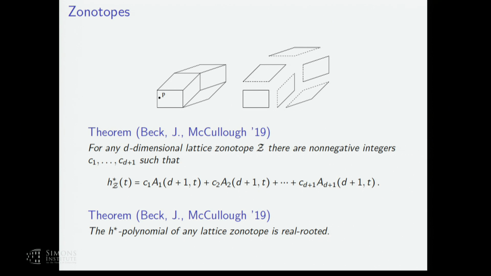And now, since those J-Eulerian polynomials were an interlacing sequence, we obtain that it's real-rooted.